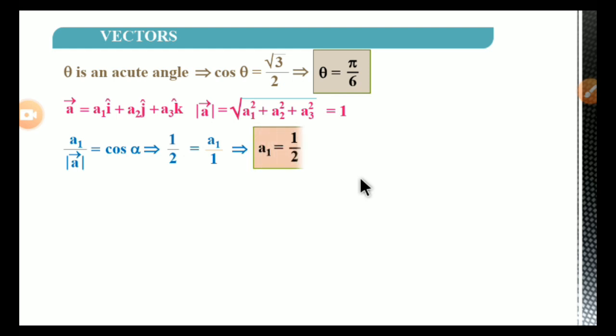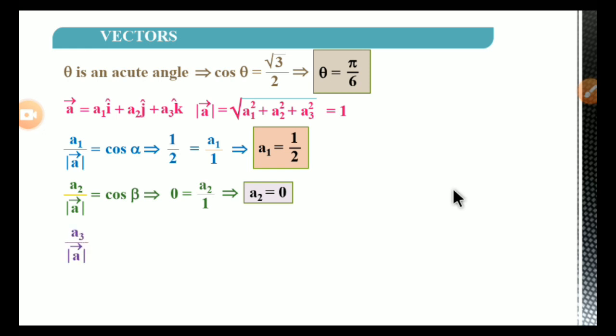That implies here A1 is equal to 1 by 2. And here A2 divided by magnitude of vector A, that is equal to cos beta. That implies cos beta is equal to 0, so A2 by 1 is also equal to 0. That implies A2 is equal to 0, because after transferring this 1 to the left hand side, it becomes again 0. That is A2 is equal to 0.